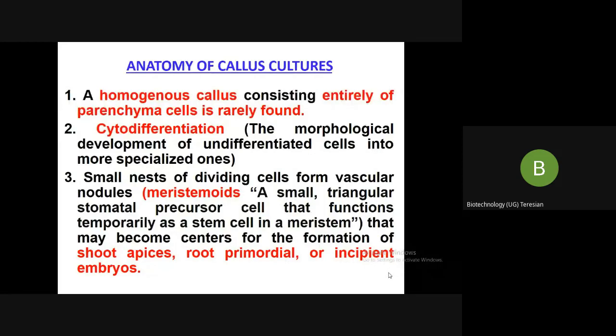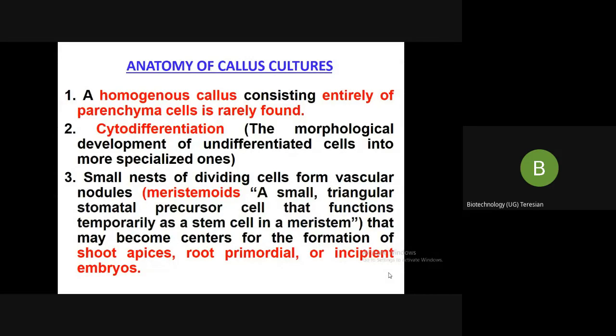Last class we saw how we can initiate a callus, and today we shall look into the anatomy of the callus. So we define callus as an undifferentiated, unorganized mass of parenchymatous tissue. They are amorphous in form.